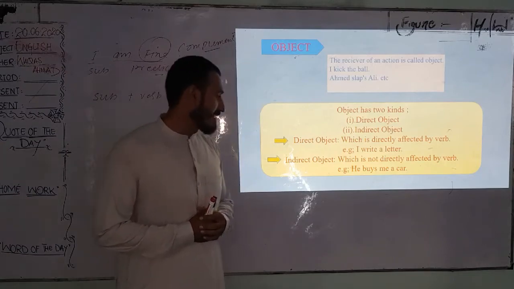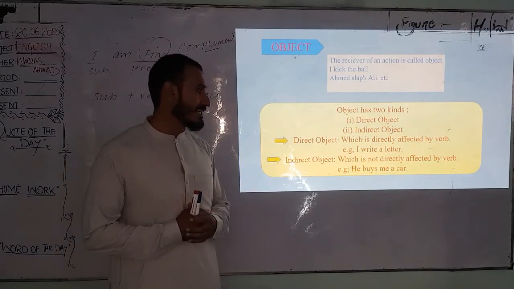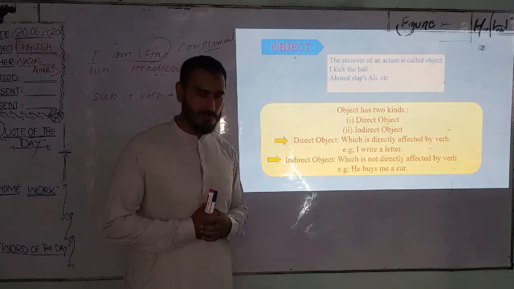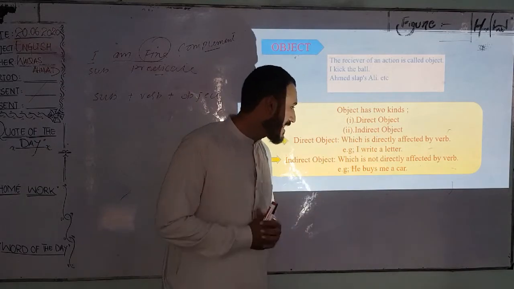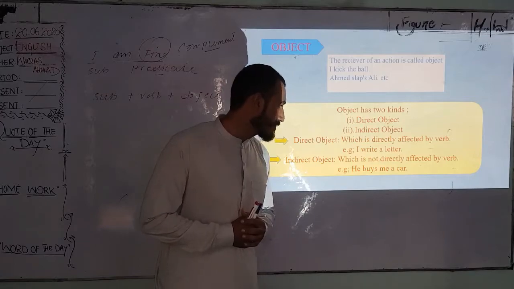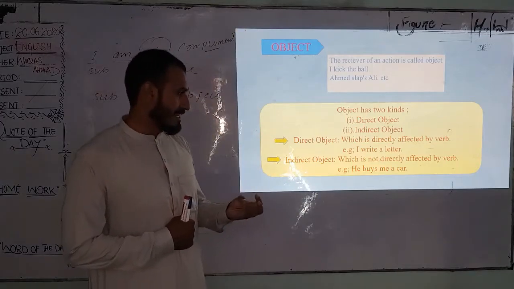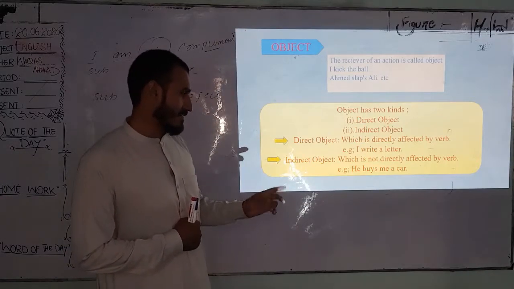Then the indirect object, which is not directly affected by the verb. For example, he buys me a car. We have two objects here: direct object and indirect object.